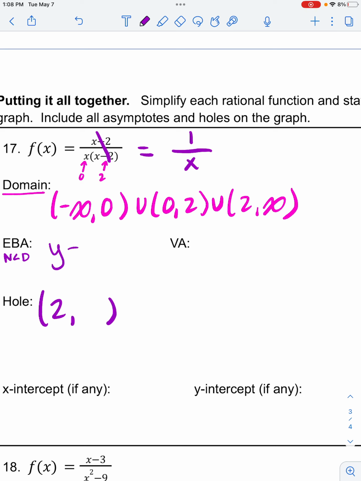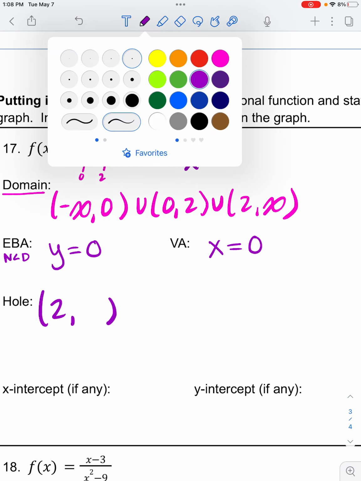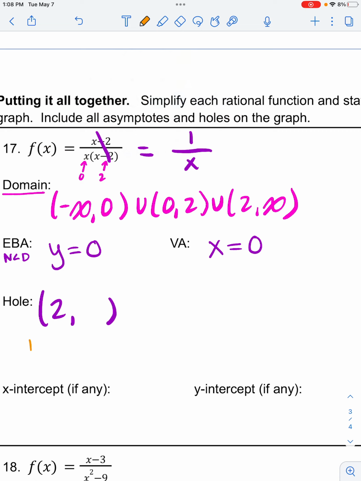Okay. So for end behavior asymptote, now that I have technically my numerator is less than my denominator, I have y equals 0. My vertical asymptote, I have an x in the denominator, so I have x equals 0. My hole comes from if I substitute in 2 to the simplified version, so 1 over x equals 1 over 2.